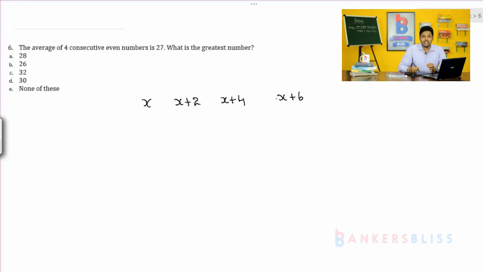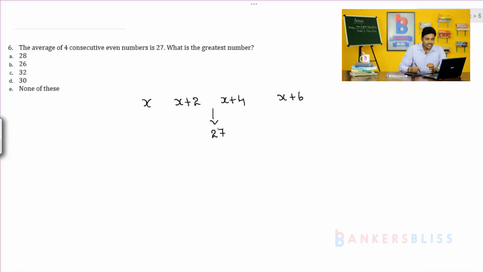So the middle term will be the average. So they have given the average value is 27. So here the middle term will be in between x plus 2 and x plus 4, that is 27. Here the middle term will come. So what is the value of x plus 2? What is the value of x plus 4? In the question they have given that we have to calculate the greatest number. The greatest number is x plus 6.